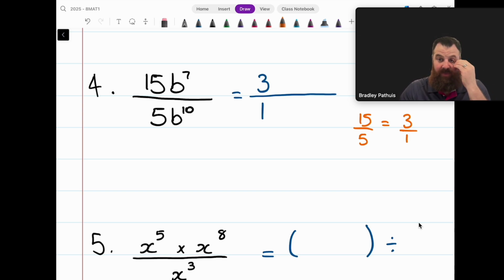And the reason that I've done that is because there's still some algebra left over in this question, and that algebra might end up in the numerator, it might end up in the denominator. We just have to see how it plays out.